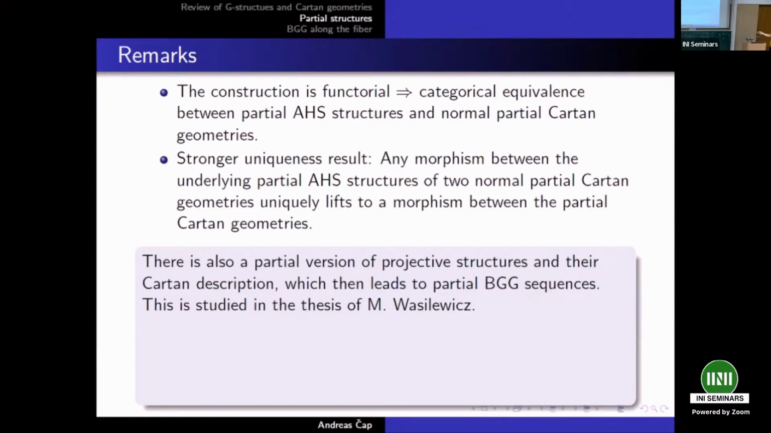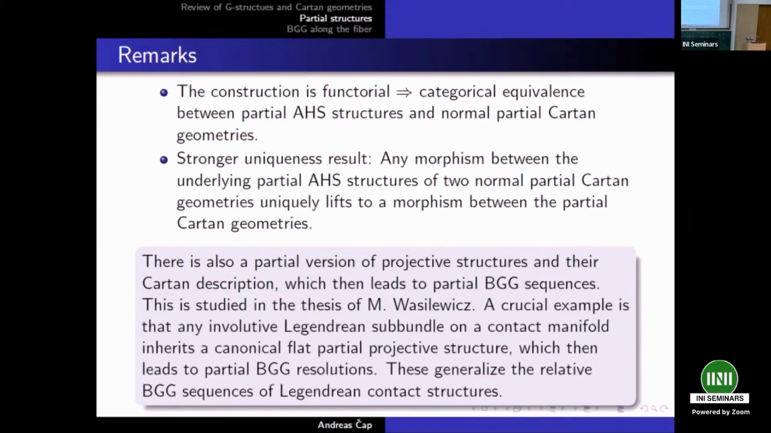Now I can say a few words about what Michael did in his thesis. Namely, there is also a partial version of projective structures, which is not surprising after everything I've said. And they again can be equivalently described in terms of a normal partial Cartan geometry. And as I will say in the last 30 seconds, this leads to BGG sequences. And this situation is studied in Michael's thesis. And the surprising thing is that this occurs in very unexpected situations.